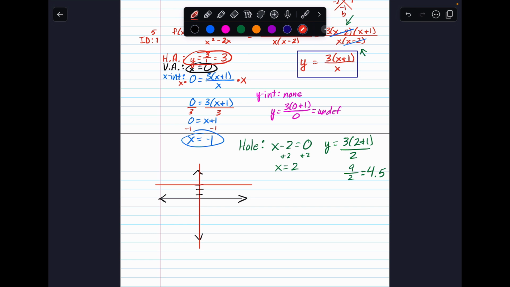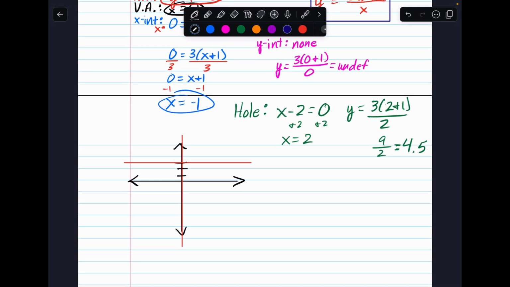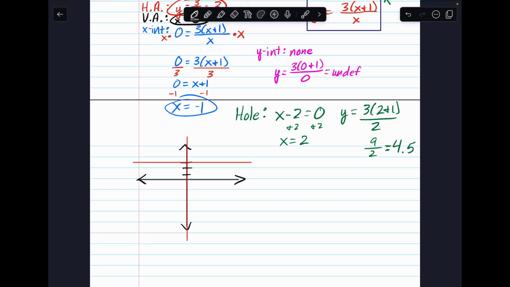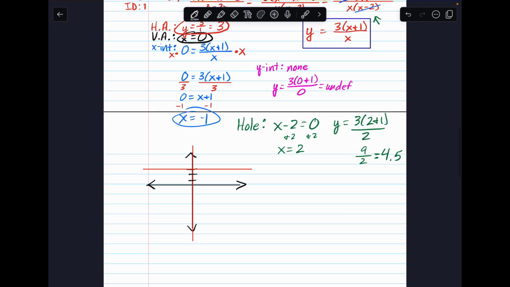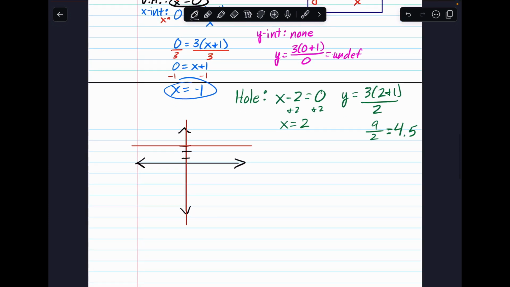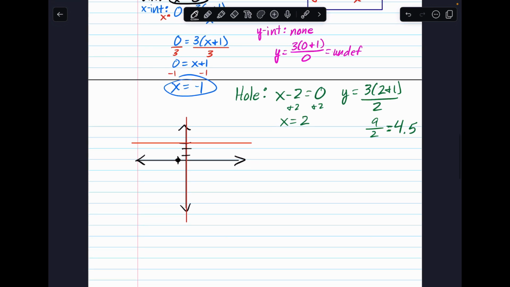Perfect. All right, so now let's graph it using our black marker here. I've got an x-intercept at x equals -1 and y equals 0. So when y is equal to 0, I have a point right here. And then I have a hole at 2, 4.5, somewhere between 3 and 4.